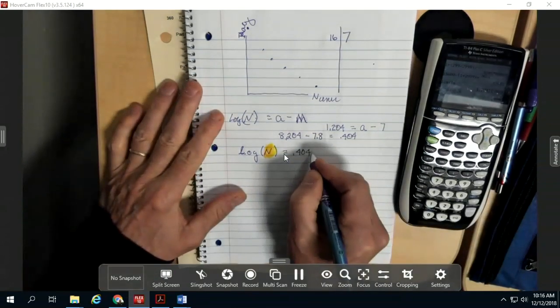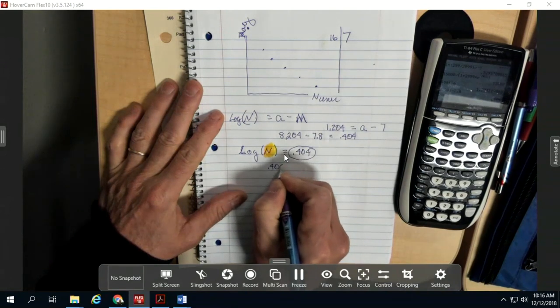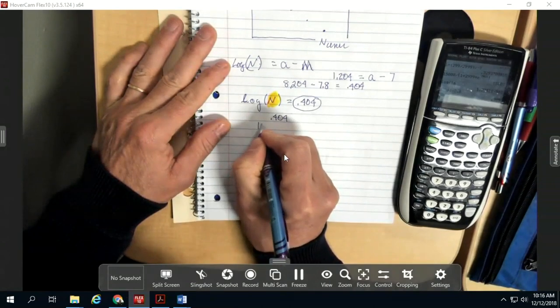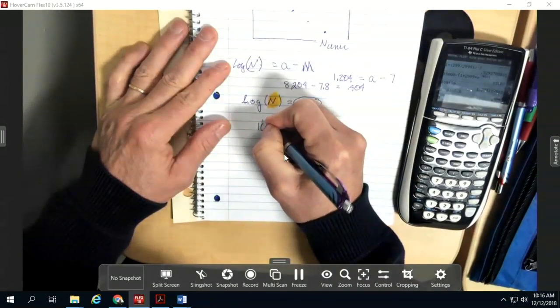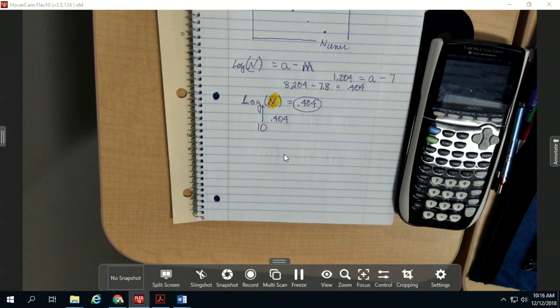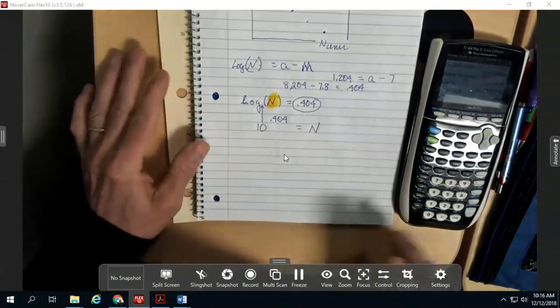So a logarithm is an exponent. This is our exponent right here. To the 0.404. What is to the 0.404? It's 10. How do we know it's 10? Because if they don't give us a base, we assume the base is 10. How about if they write ln? We assume the base is e. So we're going to take 10 to the 0.404, and that's going to be n.